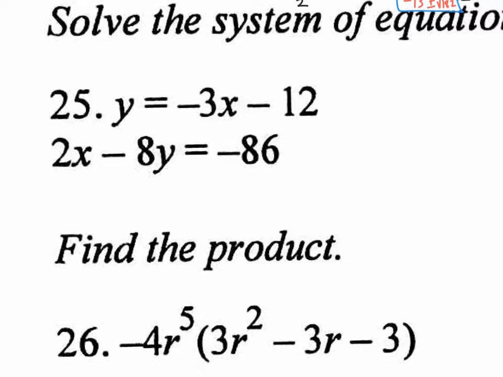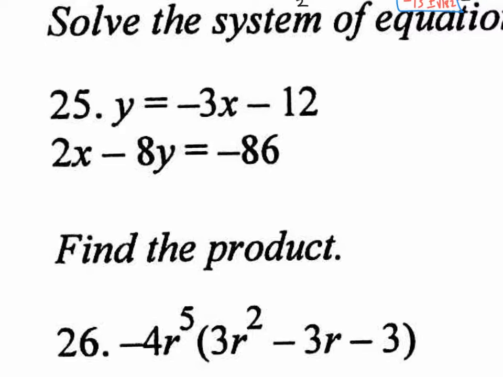Number 25, solve the system of equations. Now remember, there were different ways of solving systems. You could either line them up, x on top of x, y on top of y, and use linear combinations to get a variable to cancel, and then you plug in your answer, and that's called the elimination method or linear combinations method. But there's this other method called substitution.